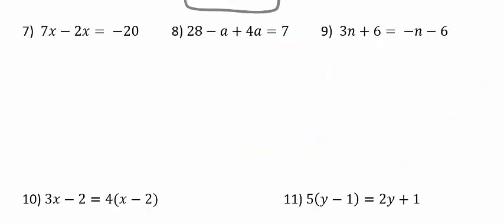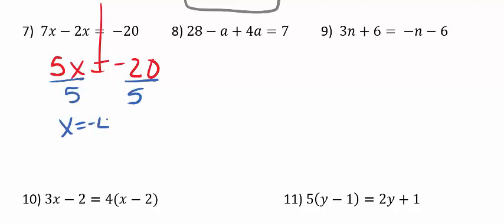Now in number 7, we have two terms that have an x in them. When I look at the two sides of the equation, I want to simplify everything I can on the left side and then everything that I can on the right side first, before I do any adding or subtracting of both sides, or multiplying or dividing both sides. So 7x minus 2x, those are like terms. I can just go ahead and combine those by subtracting the numbers in front of x. So 7 minus 2 is 5, and that gives us a 5x. I'll bring down the negative 20, and now to solve I can divide both sides by 5. So x is going to be negative 4.